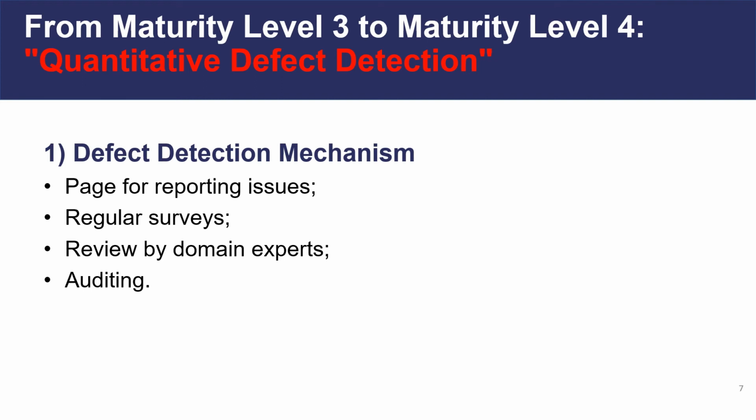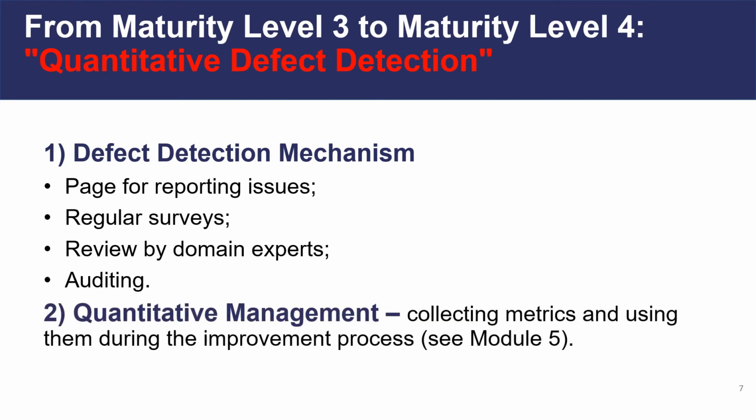The second element is to get better at integrating the feedback that is collected, particularly through quantitative management. That means having quantitative metrics of the TIP's performance and integrating these metrics into the improvement process. Suggestions for such metrics and how to use them, for example by using page views to direct the efforts of the TIP management, were discussed in the previous module.